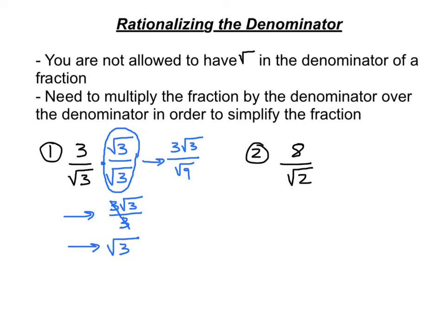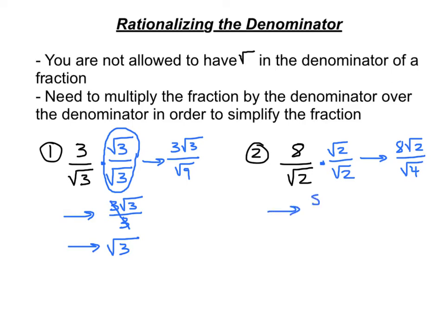Okay, so let's take a look at example number 2 now. This one we have 8 over the square root of 2. So again, to get rid of the square root in the denominator, I'm going to multiply by the square root of 2 over the square root of 2. This becomes 8 times the square root of 2 over square root of 2 times square root of 2, which is square root 4. Now, you don't necessarily have to show this step every time. I'm just getting you to understand that on the bottom, when you take the square root of 2 times square root of 2, you get square root of 4. And then that's going to simplify for you.